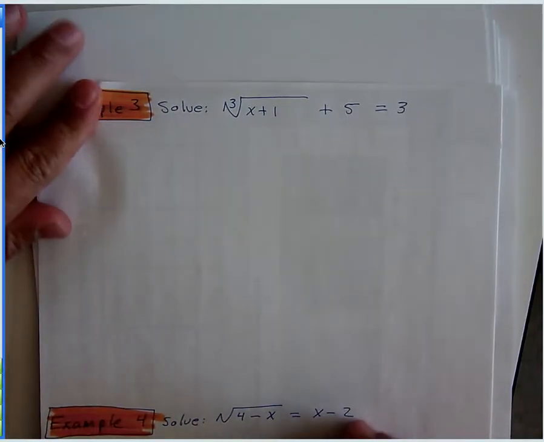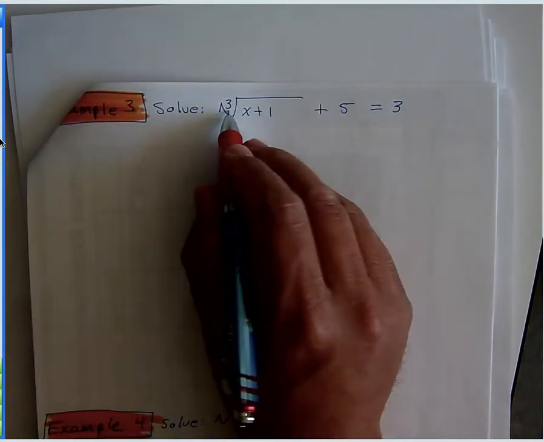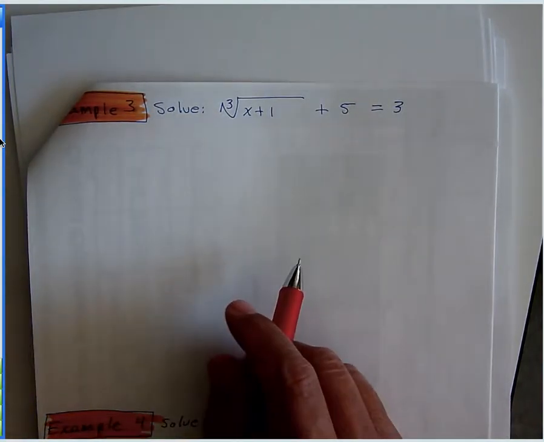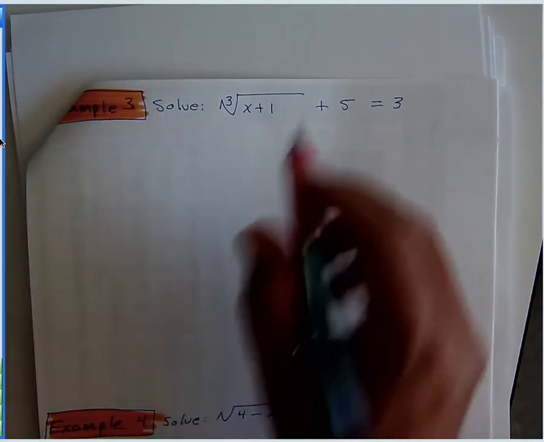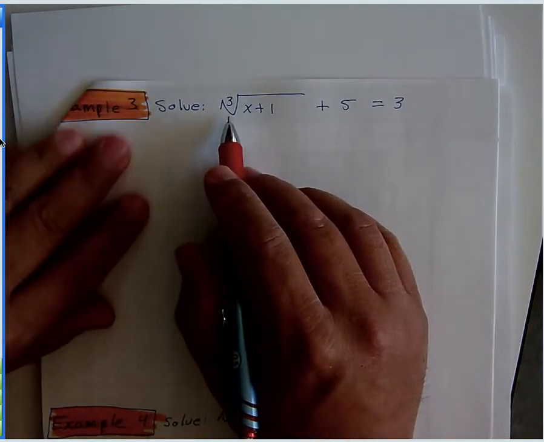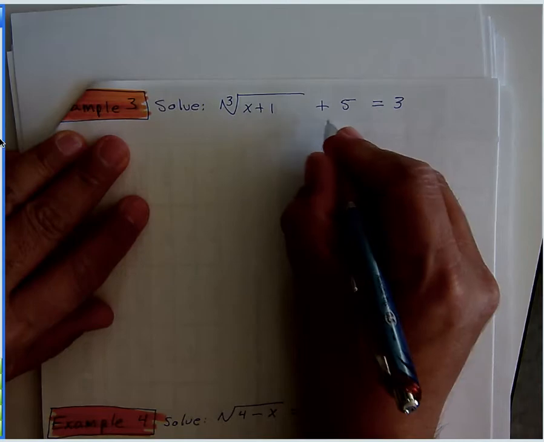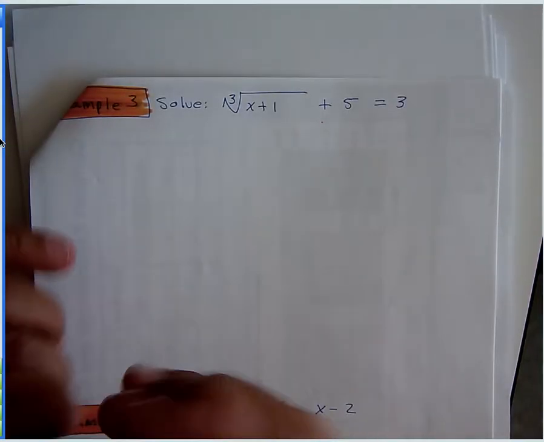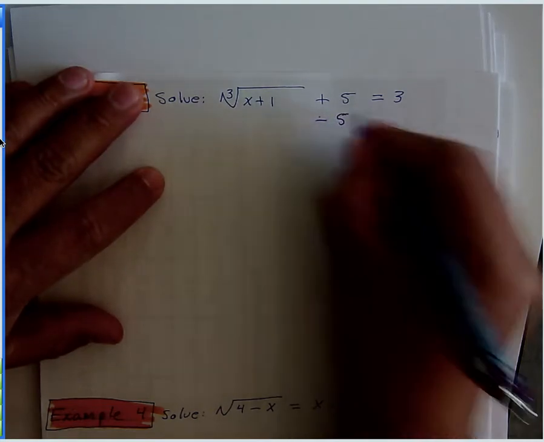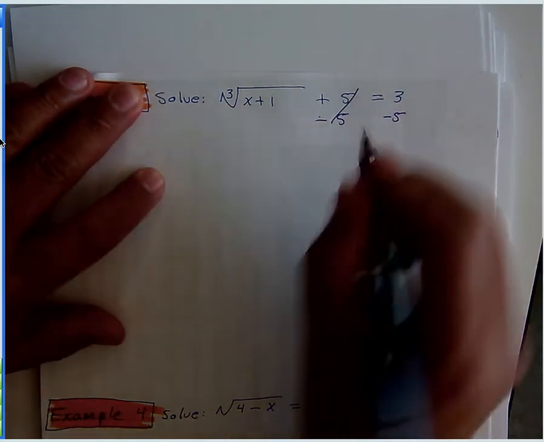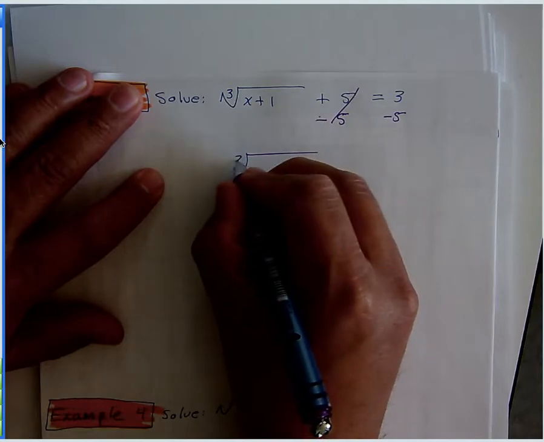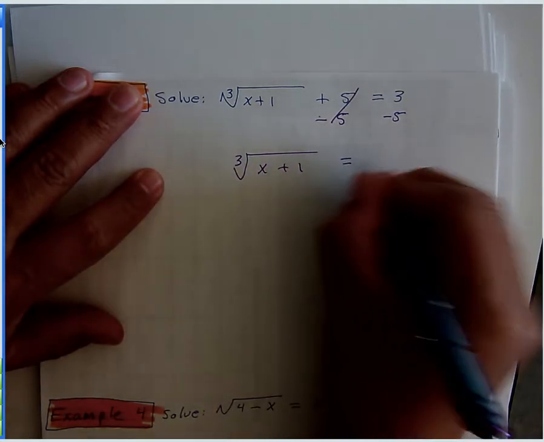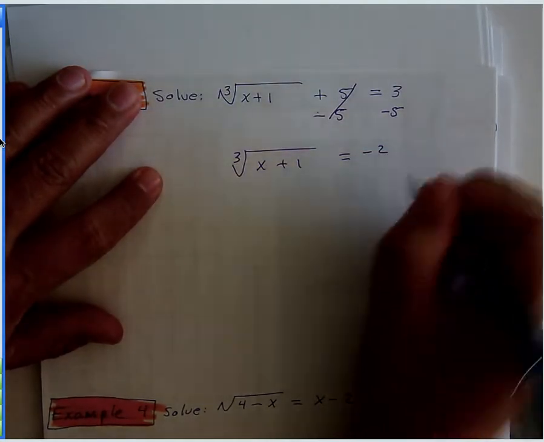Example 3. So remember, that's a cube now. So again, the same process. We need to isolate the radical. So we still have this to get rid of. So we need to get rid of that 5. That cancels. So you're left with this, and that would be negative 2.